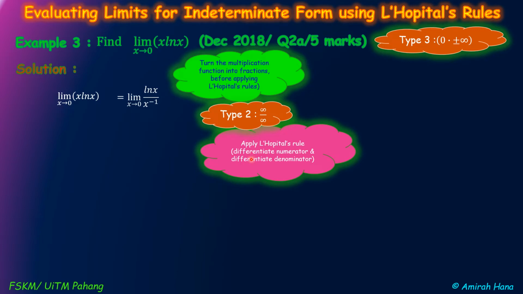When we use L'Hopital rule, we need to differentiate the numerator and differentiate the denominator, one by one. So we still have the limit here. We differentiate ln x, we have 1 over x. And then we differentiate x to the power of -1 using the power rule. We move -1 to the front, so we have -x, and then we minus 1: -1 minus 1, so we have -2 here.